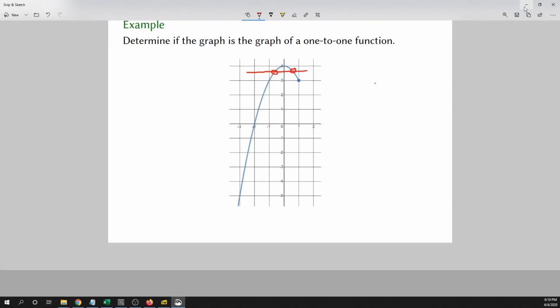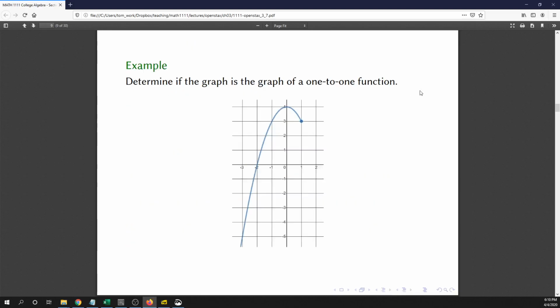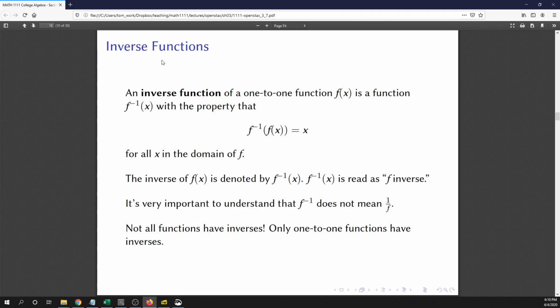All right, so that is a review of what we talked about in class about one-to-one functions. And this is the point in the class where this idea starts to become really important, because the next topic that we'll talk about, the topic in section 3.7, is inverse functions. And in order for a function to have an inverse function, it has to be one-to-one.